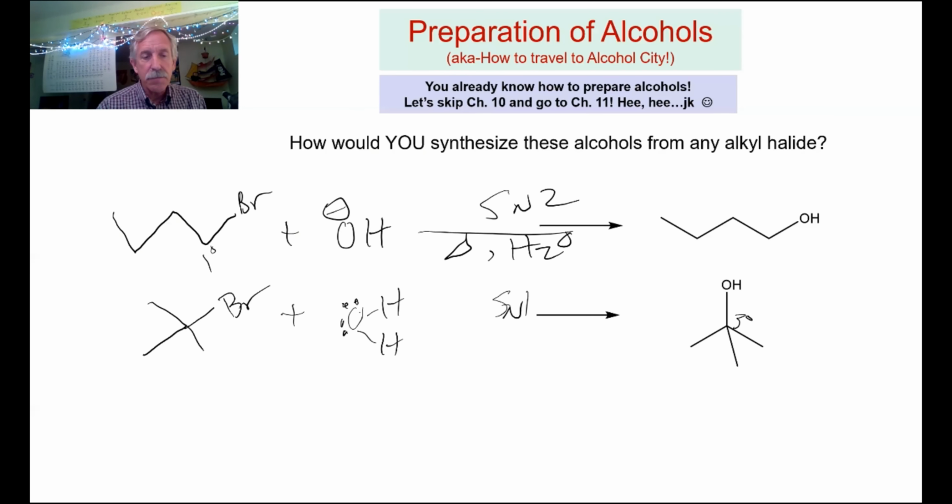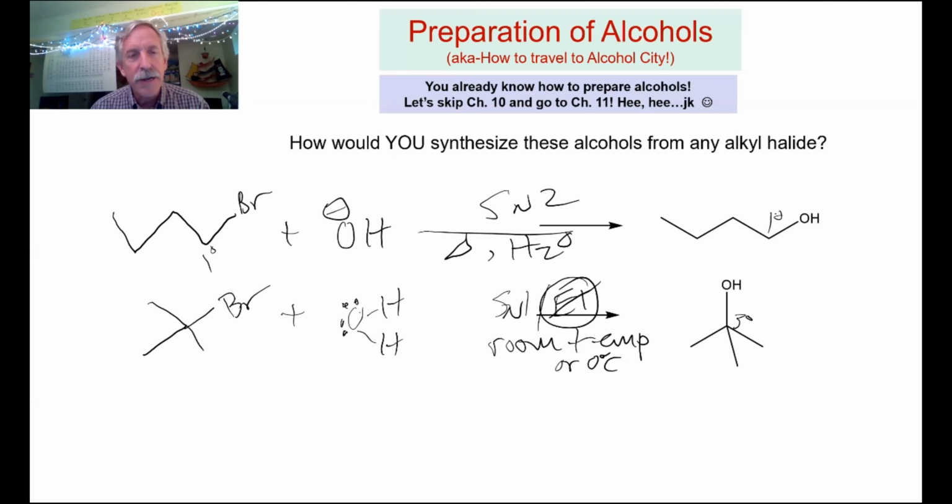So basically, putting water and this tertiary halide, and to make sure that I avoid the disastrously plaguing, ever-present E1 reaction, I would make sure I write room temperature on here, or 0 degrees Celsius, to tell the reader, do not heat this. I do not want elimination. So here's how I would make my primary and my tertiary.